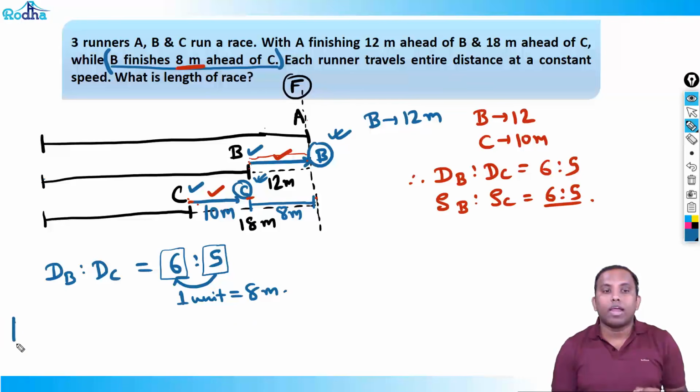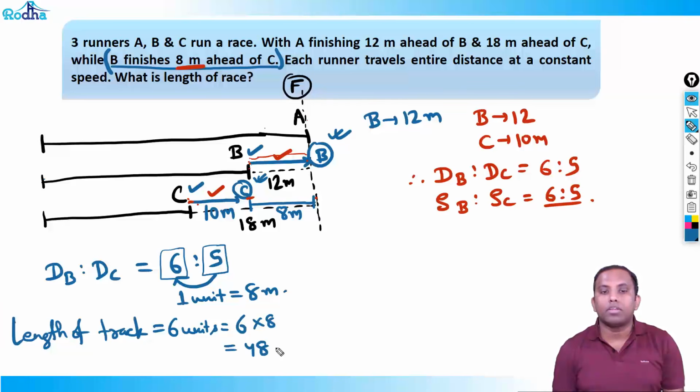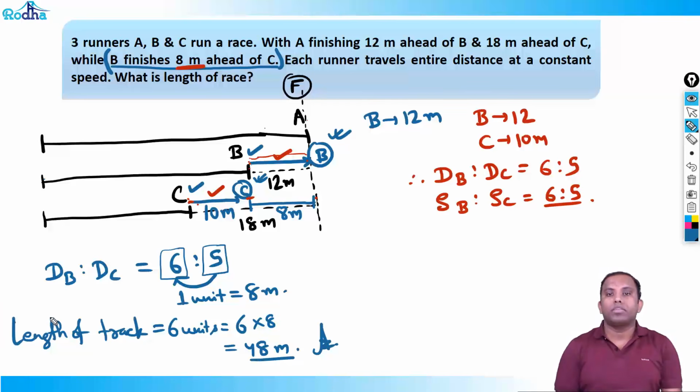That means the length of the track is equal to 6 units, and 1 unit is equal to 8 meters. So 6 units is equal to 6 into 8, that is 48 meters. 48 meters is the answer for this question, right?